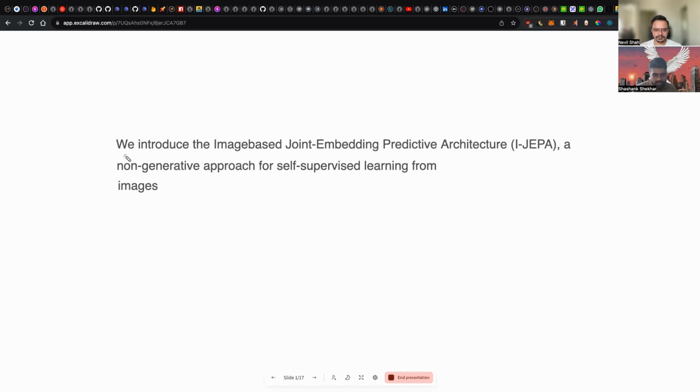So as you see, I think this is the first line from the paper. They categorically mention that this is a non-generative approach, which basically means that first it's self-supervised, which means this architecture does not need labeled training data. It can self-supervise itself on a collection of inputs and responses. So you still need to group input responses, but you just don't need to label them. So that's where the self-supervised idea comes from.